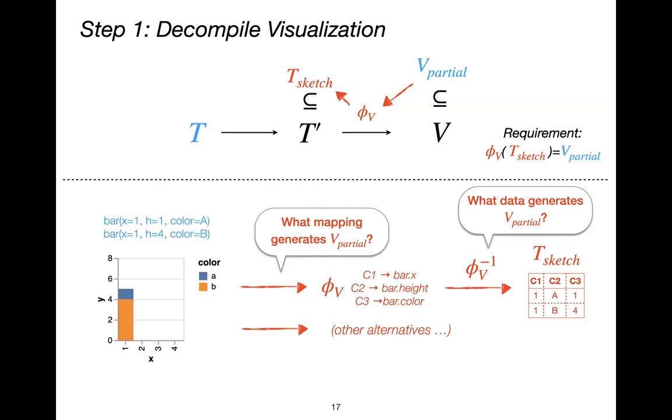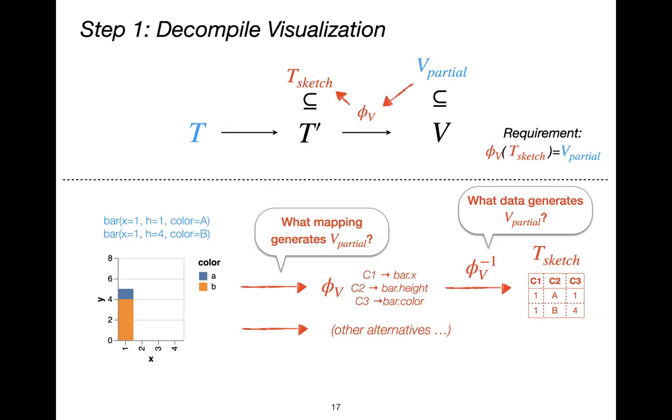But there are some interesting cases where the reverse mapping is not one-to-one. If you think about data aggregation, right? If you want a data aggregation where you aggregate all the values with x equals 1 together, then it means you cannot revert it directly.